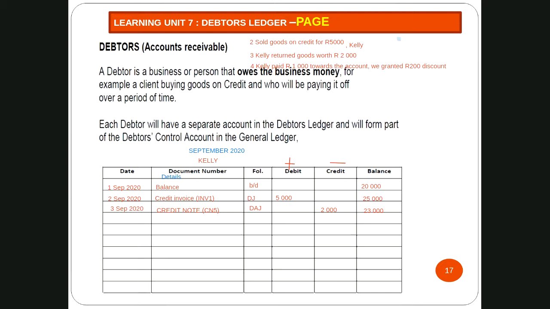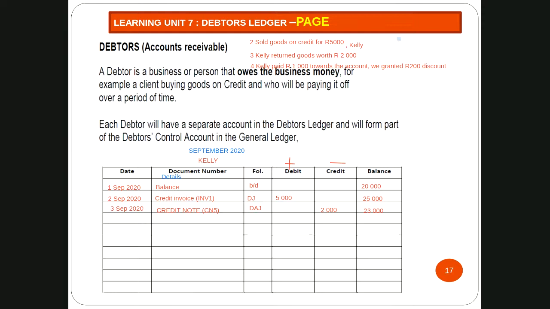Okay, now. Sorry, guys. Remember, guys, this is just rough work. Don't worry. What I'm going to show you after is going to be the same. Okay. Now, the date is the 4th. Kelly paid us how much? 1,000. And we granted her 200.